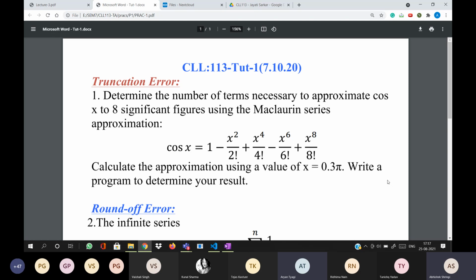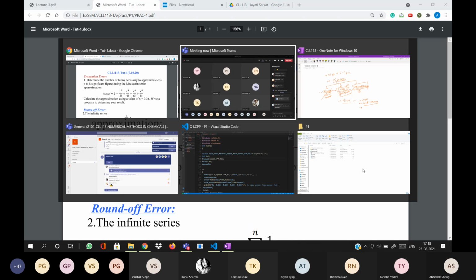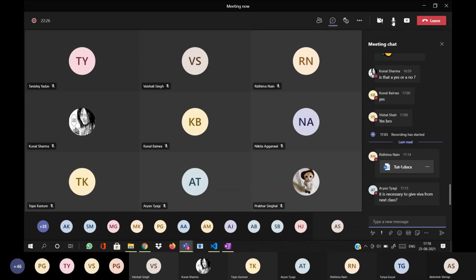Okay, so we are giving you 5 minutes to read the first question and think about a solution, like how you are going to approach the first question. So you have to determine the number of terms required in this Maclaurin series, so that the number of significant figures of cos x is 8, where x is given. So you have to write a C++ or C program to find that out. We are giving you 5 minutes to read and understand the problem, apply your thinking, then we'll discuss how to approach this problem. Is that fine with everyone? Yes, sir.